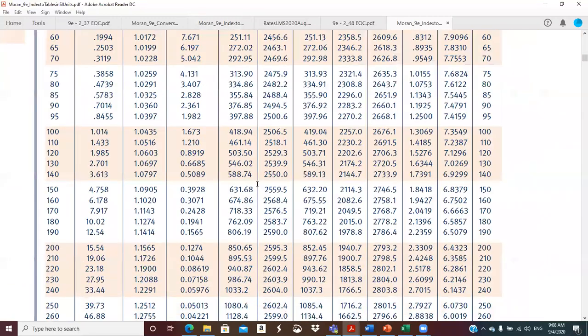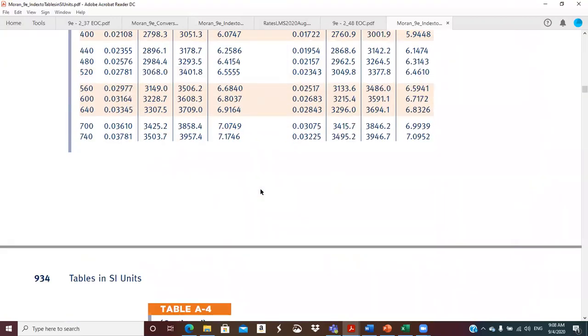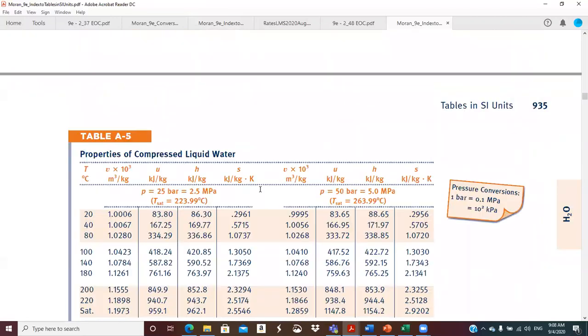If I go down here far enough, these are superheat tables. I'll get to the properties of compressed liquid water.